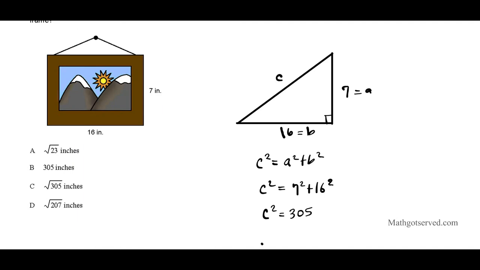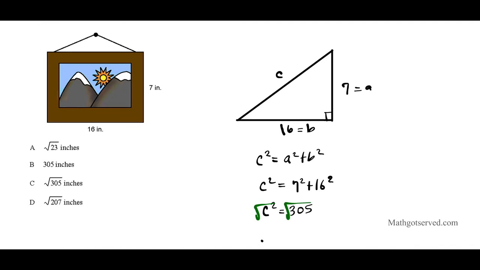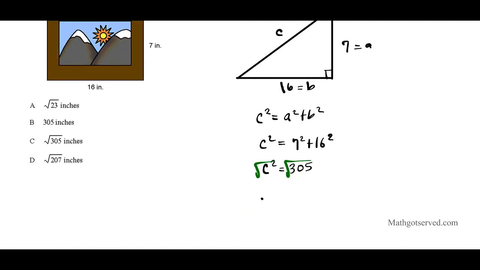So C is going to be the square root of both sides. So let's root both sides. So C is root 305. Okay, so C equals root 305, and that's the length of the diagonal. And the answer is option C.